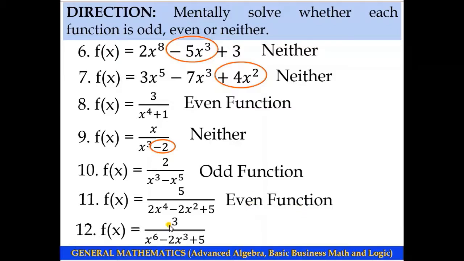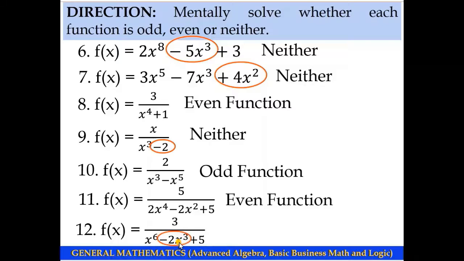Number 12. This is also a rational function. f of x is equal to 3 over x raised to 6 minus 2x cubed plus 5. And since our numerator is a constant term, we are going to proceed automatically with the inspection of the denominator.